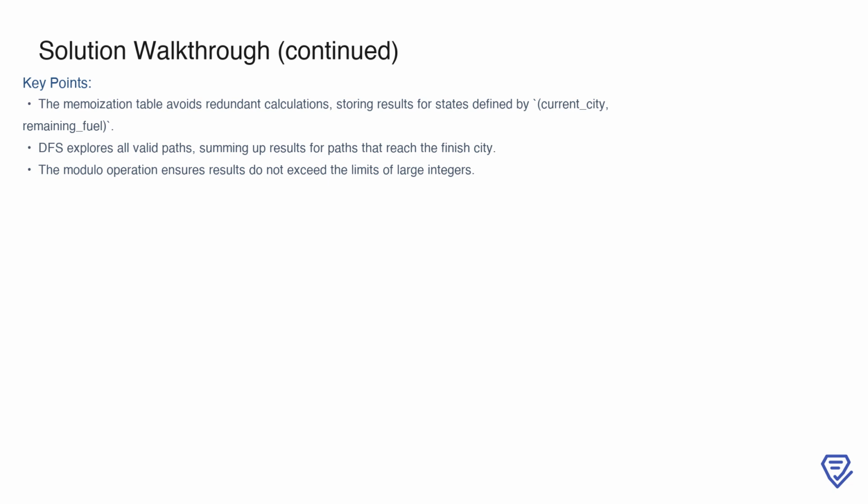The memoization table ensures that redundant calculations are avoided by storing results for each unique state defined by the current city and the remaining fuel. Meanwhile, the DFS explores all valid paths, summing up the results for those that reach the finish city. Additionally, the modulo operation ensures that the results stay within the bounds of large integers, making the solution robust and scalable. Together, these techniques provide a systematic way to count all possible routes under the given constraints.